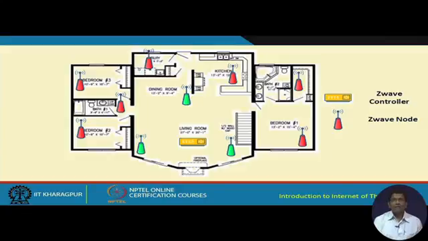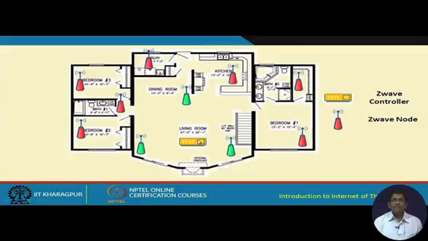Here in this figure, as we can see, this is a typical figure of a home. In this home we have different rooms, we have bedrooms, a living room, a kitchen, and so on. If we have to implement Z-Wave, we need a Z-Wave controller and these different red colored and green colored nodes, which are the Z-Wave end devices, the Z-Wave nodes. The controller basically sets up connectivity between each of these nodes.